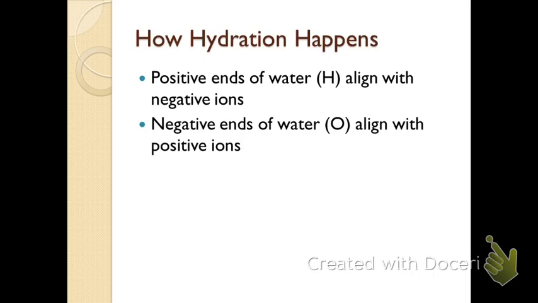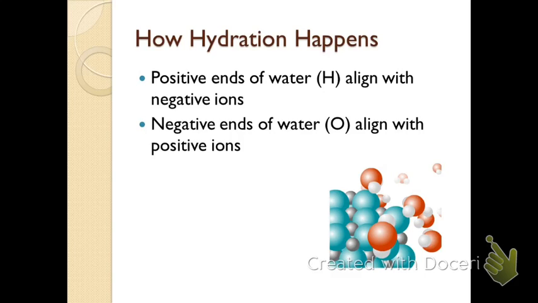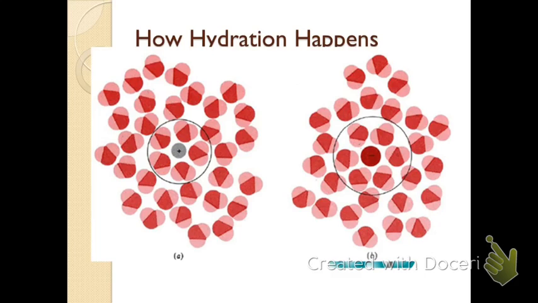When hydration happens, the positive ends of the water, which are the hydrogen side, align with the negative ions of the salt, and the negative ends of the water, which is the oxygen end, align with the positive ions of the salt. And there's a close-up view of what is going on for you. This is just another view so you can see on the left all the oxygens are facing the positive ion, and on the right all the hydrogens are facing the negative ion.